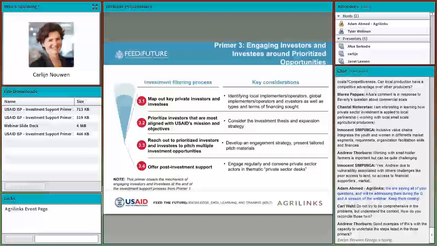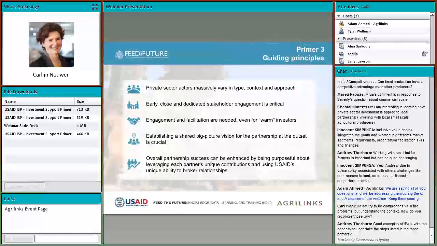As the second step, very important to always keep in mind from a development perspective, a USAID perspective, there might be investors and operators and investees that are less aligned with USAID's mission and objectives, and there may be some that are more aligned in terms of the attention that they give to social inclusion or environmental considerations, etc. So you probably want to filter that and then reach out to those that you have prioritized to pitch multiple opportunities. And again, as with the policy work, it doesn't stop at just presenting or offering a solution. There is a need to often see that through to the end, offer post-investment support and walk people to the deal and through the deal.